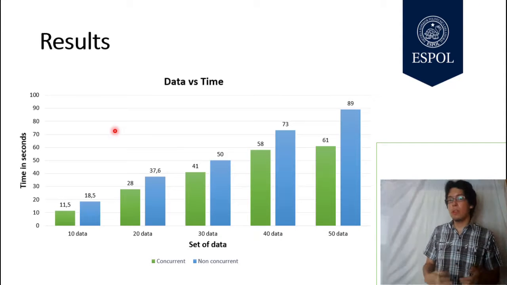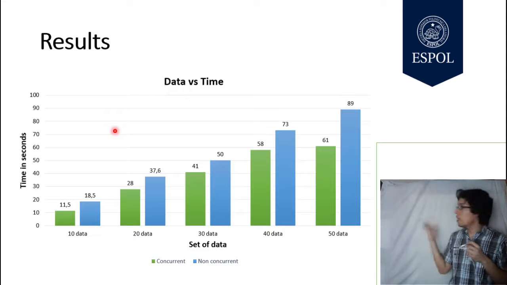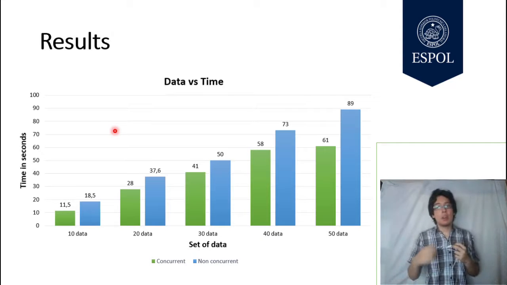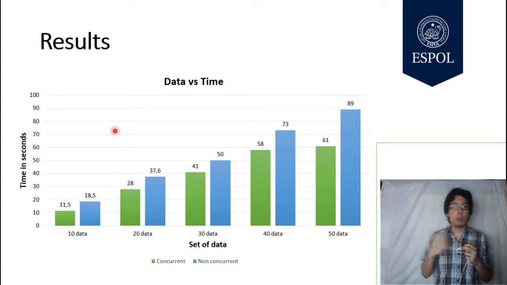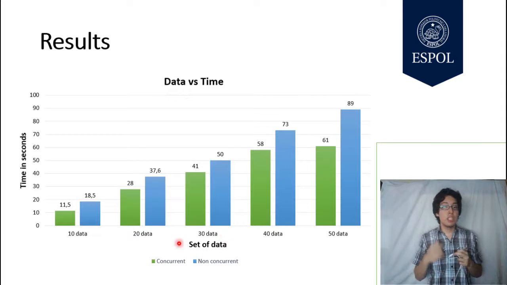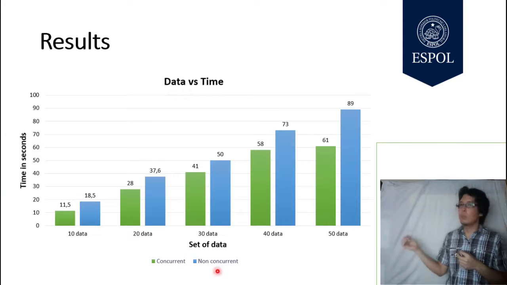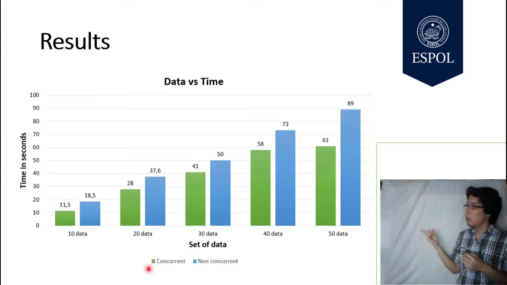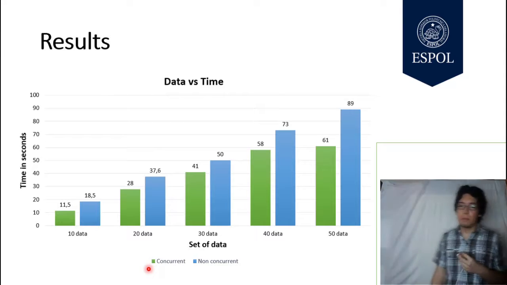Now I will show you the results. Once the system was implemented and tested, the following results could be obtained and are reflected in the graph. We have a concurrent version using processes, that's the green one, and a non-concurrent version, that's the blue one. The graph shows the time it takes for each version to process a fixed amount of data. In this case, the x-axis shows the set of data that will be used for each version, and the y-axis shows the time it takes to process that set of data.